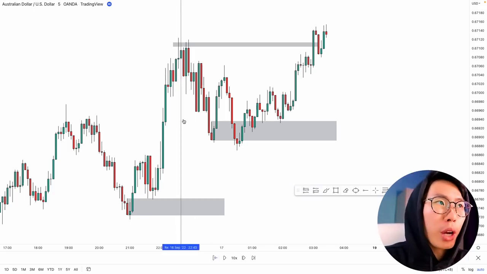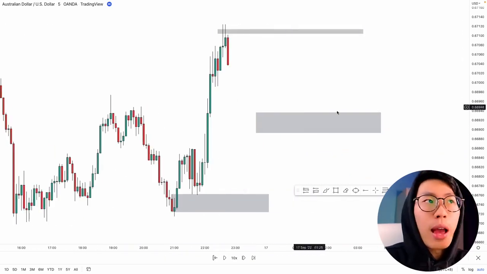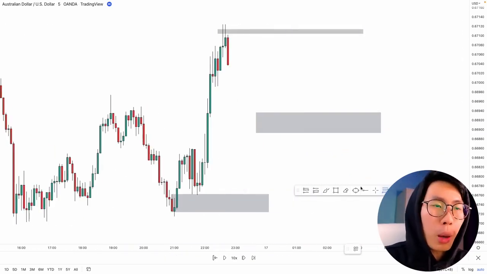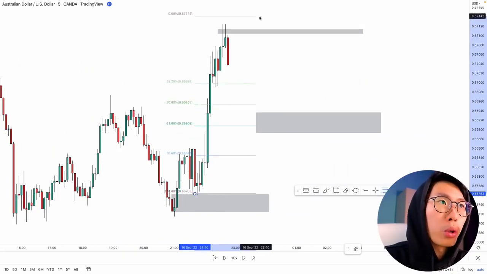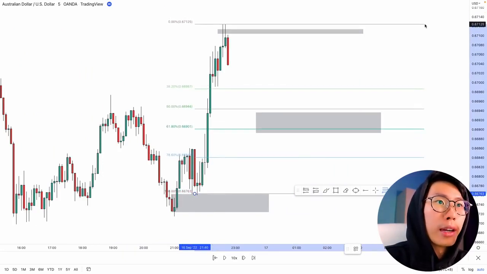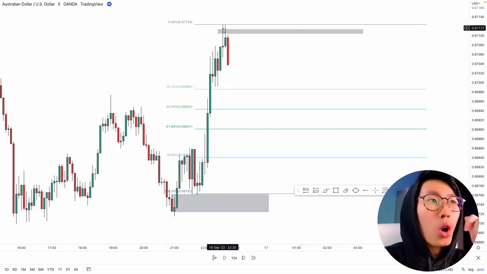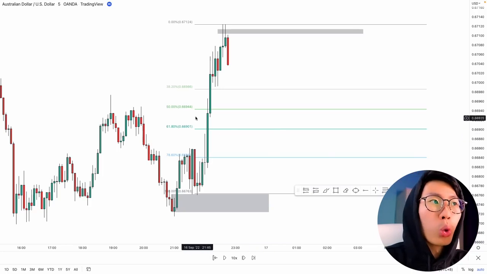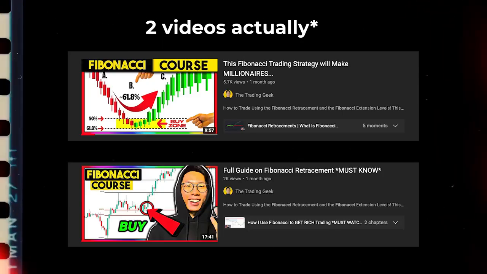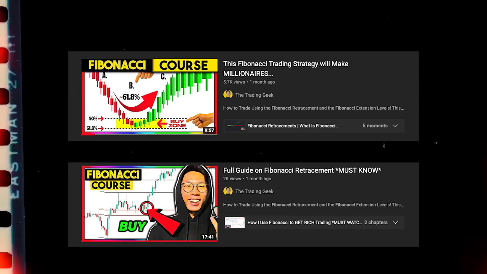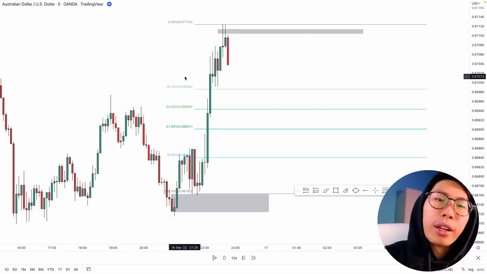For example, this trade right here, the moment price starts retracing right here, just like this, I will pull out my Fibonacci. I drag it from this swing low all the way up to this swing high right here, and literally just drag it across like this. So right now I am waiting for price to retrace all the way down to one of these retracement levels. I've done a full length tutorial on Fibonacci retracement and how you can use this to get high win rate trades, which you can check out after this video.